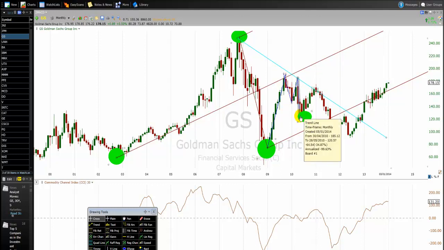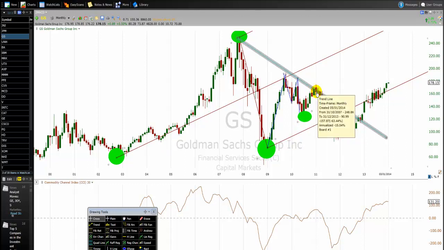Our target is what? The turquoise line. We'll come out here quickly because it's a risky trade, all right? We are still below the bearish trend line, like this, and we need to be careful, okay?